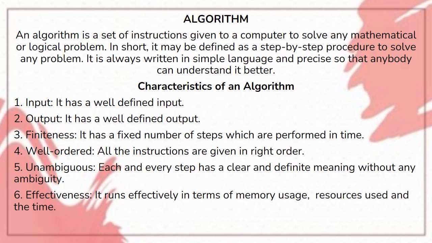Characteristics of an algorithm. 1. Input. It has a well-defined input. 2. Output. It has a well-defined output. 3. Finiteness. It has a fixed number of steps which are performed in time. 4. Well-ordered. All the instructions are given in right order. 5. Unambiguous. Each and every step has a clear and definite meaning without any ambiguity. 6. Effectiveness. It runs effectively in terms of memory usage, resources used, and the time.